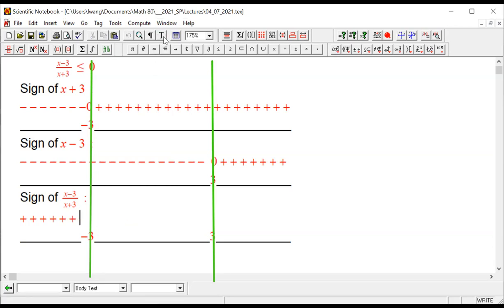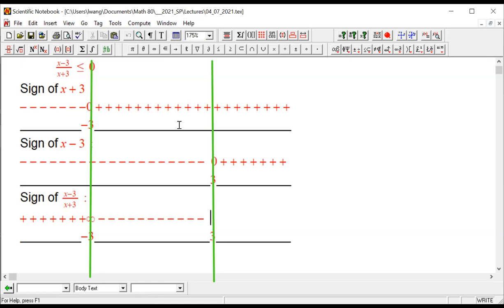What happened at -3? When x equals -3, the denominator is going to be 0. The numerator is not 0, it's -6. Therefore, this is undefined. A 0 denominator is not allowed. So when we pick a number between -3 and 3, say I pick 0, then it's going to be a negative divided by positive, which is a negative according to our principle number 6.